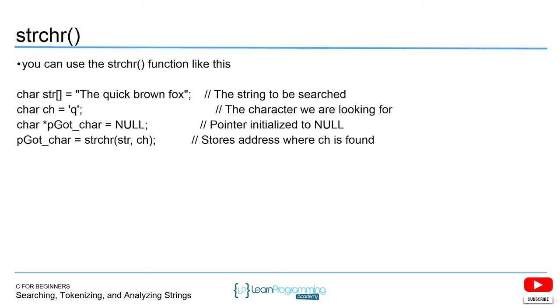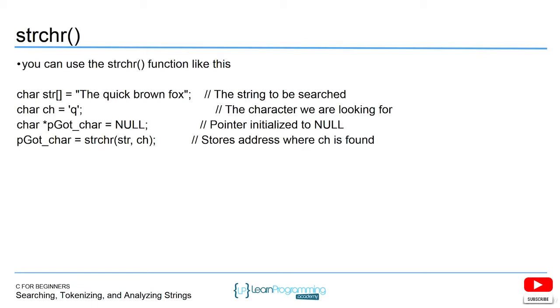Then we're going to call strchr. We're going to pass in our string, which is "the quick brown fox", and we're going to pass in our single character, which is Q. What's going to happen is it's going to look inside "the quick brown fox", and the first time it finds a Q, it's going to return the address of that Q.